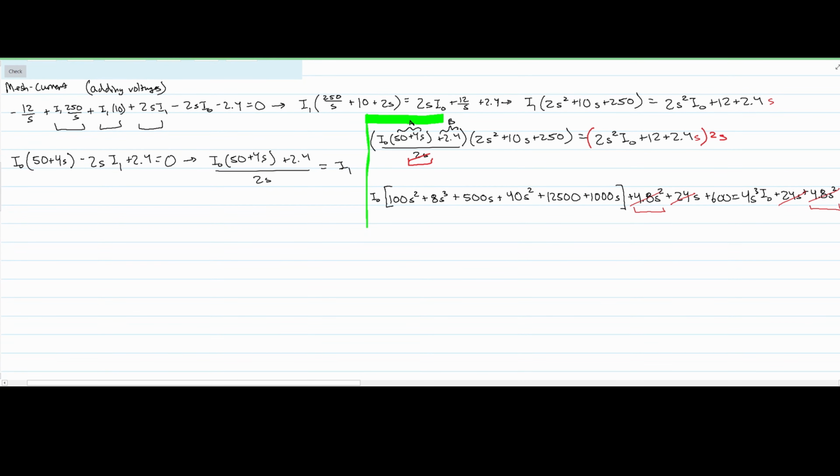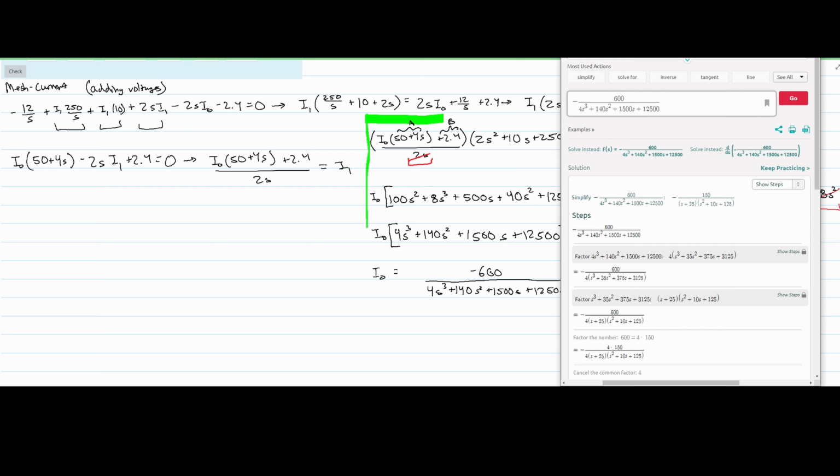So knowing this, we can rewrite this. We can add like terms here, and then we can combine this I naught here, and then just move the 600 over to the right. And if we plug this into a calculator, this is what we are going to get. 150, and then we have this s plus 25, and this s squared plus 10s plus 125.